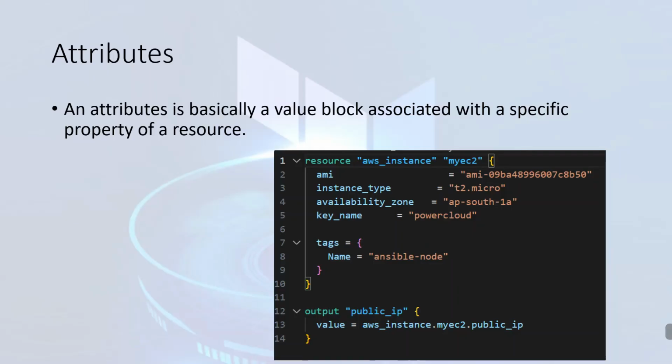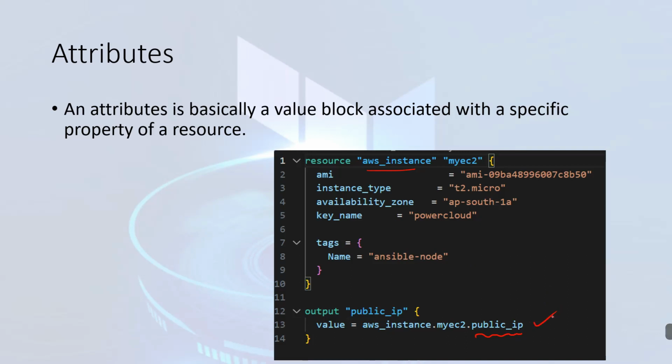So first, let's understand what Terraform attributes are. An attribute is basically a value associated with a specific property of a resource. You can see this example. This is our resource block, and the resource is aws_instance, right? In this case, the attribute is this one, dot public_IP, right? So what does that actually mean?